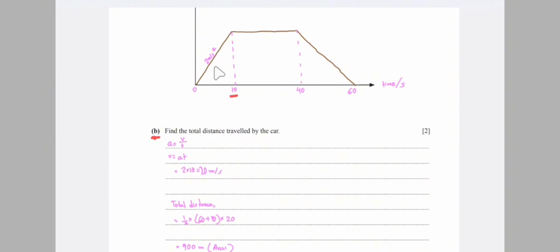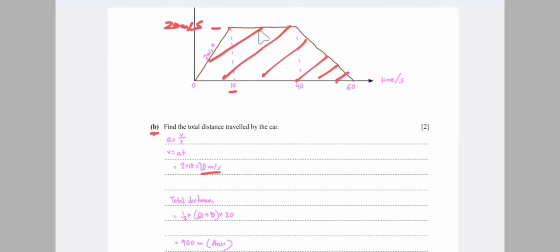So acceleration 2 into time, that is 10. So this is the velocity, the topmost velocity, that is 20 meter per second. Now we know the velocity, so we can calculate the total distance by calculating the area under the velocity time graph, because the area under the velocity time graph is the total distance or the total displacement.